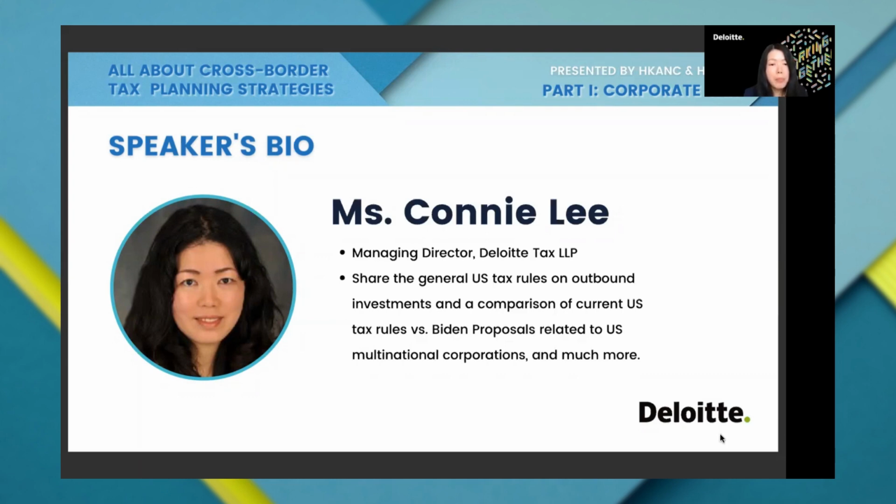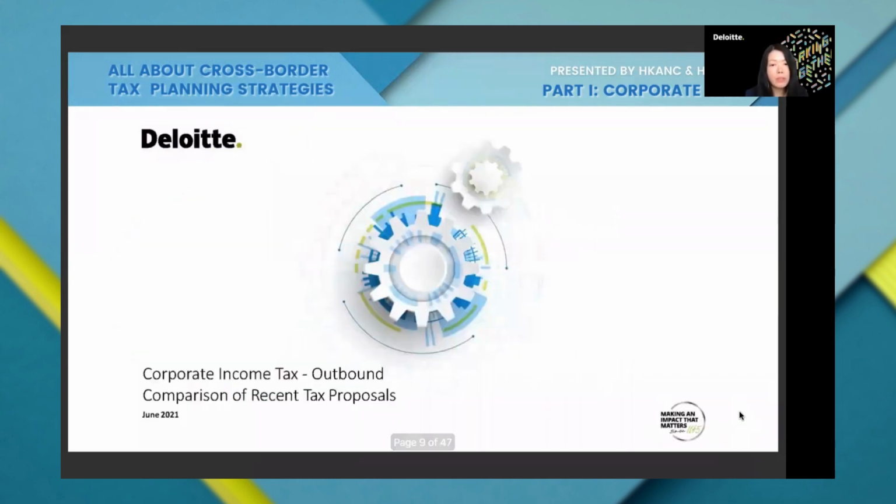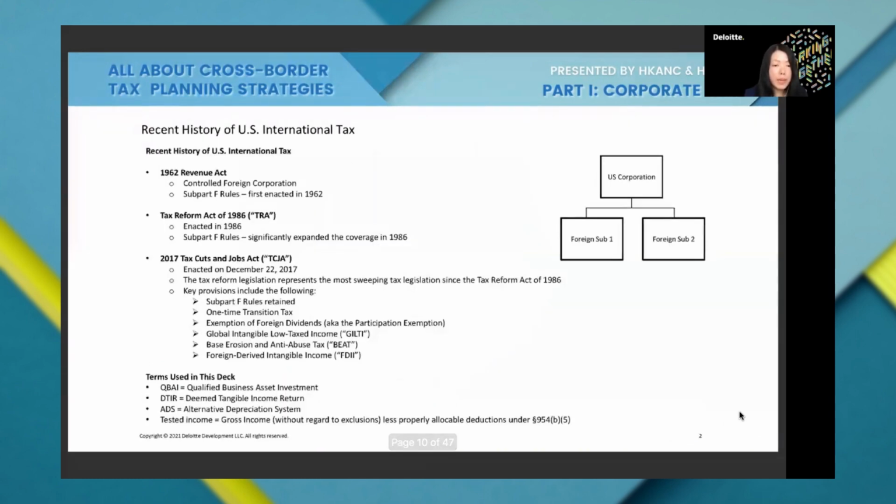When we talk about outbound, we generally mean U.S. persons investing and doing business outside the U.S. They can do business in a foreign country through a branch, a corporation, or a partnership. For today's discussion, I'm going to focus on U.S. corporations doing business in a foreign country through a corporation.